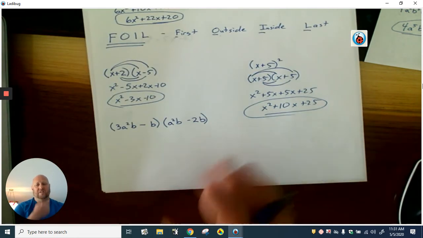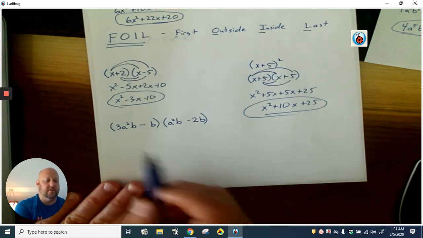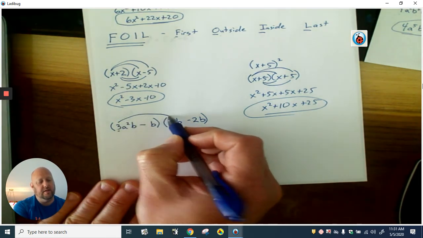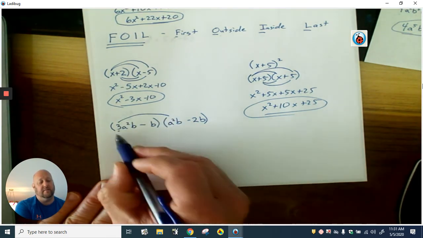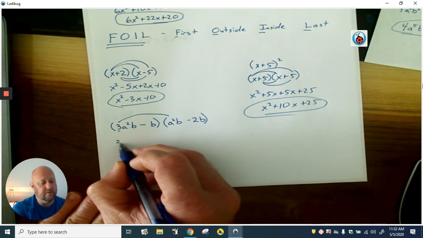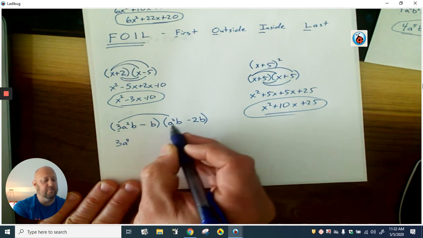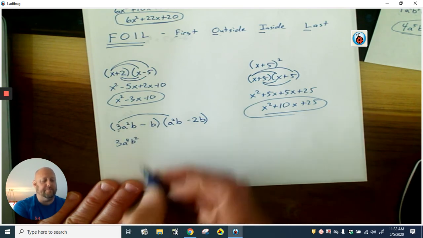Let's try one that looks a little bit more involved here. So we take our first two terms, 3a squared b, and then we have 1a squared b. We multiply our coefficients to get 3. We have a squared times a squared, which makes a to the 4th. We have a b and a b, which makes b squared.